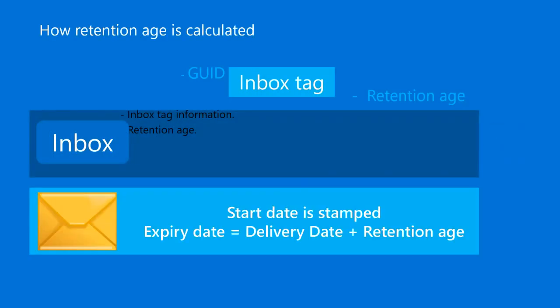So when an email item is in your inbox, the expiry date is calculated as the delivery date, which is also called the start date of that particular email, plus the retention age. So whatever the retention age is specified on the specific folder, be it 10 days, be it a year, be it 30 days, that will be plus that specific X number of days until which the email is expected to be retained. So the delivery date plus the retention age will be calculated for your expiry date.